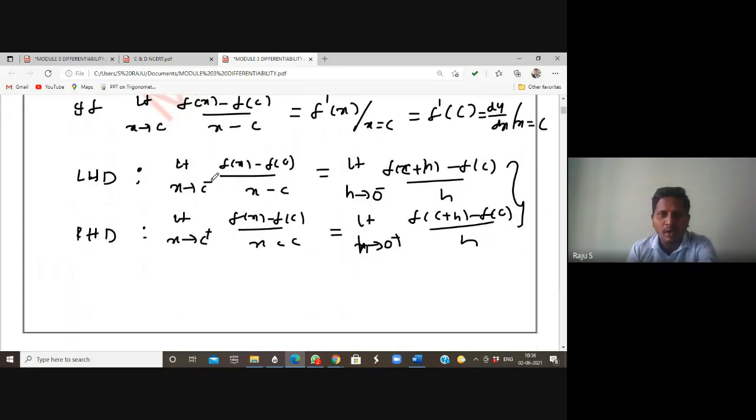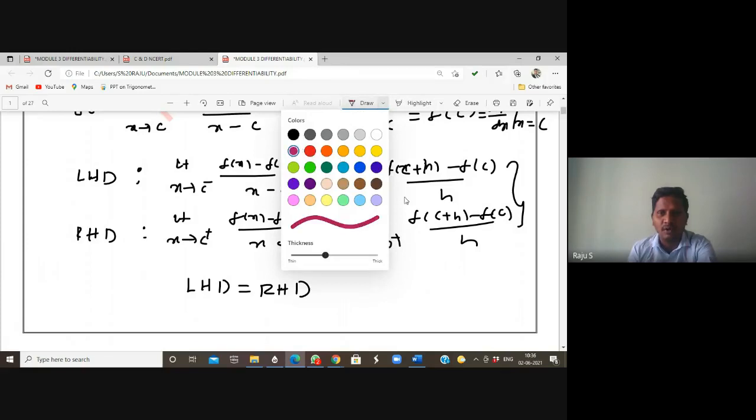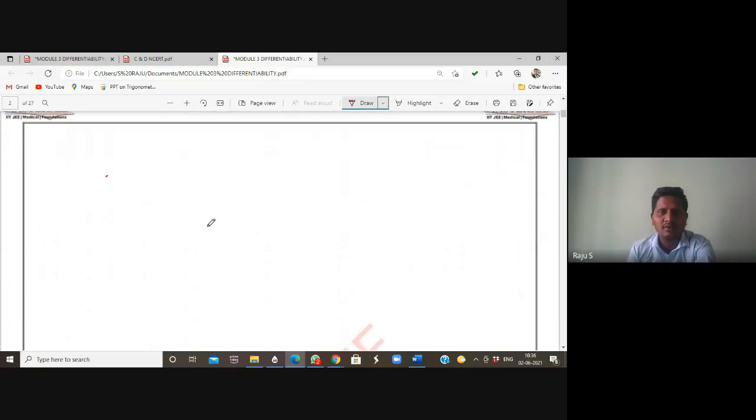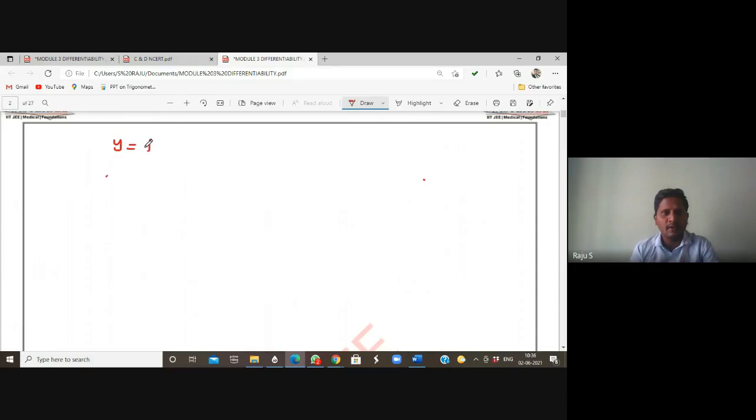So here also, when the LHD, left hand derivative, is equal to the right hand derivative, then only we can say that the function is differentiable at a given point. If it is not equal, the function is not at all differentiable. And the next point: if I want to say the function y is equal to f of x is differentiable in the closed interval a comma b.